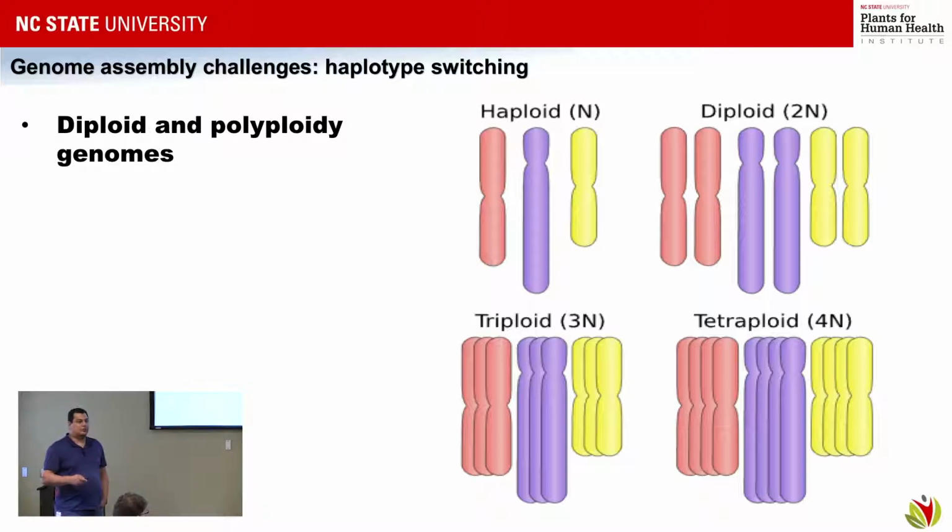The last challenge I'm going to mention in the face of the assembly part is for diploid and polyploid genomes. As a quick introduction to polyploidy, if you have a haploid genome, you have one copy of each chromosome. But if you have a diploid genome, there are two copies of chromosome 1, for example. These two copies are homologous chromosomes.